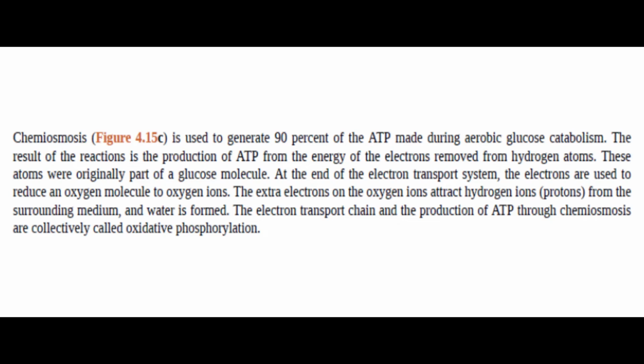At the end of the electron transport system, the electrons are used to reduce an oxygen molecule to oxygen ions. The extra electrons on the oxygen ions attract hydrogen ions or protons from the surrounding medium, and water is formed. The electron transport chain and the production of ATP through chemiosmosis are collectively called oxidative phosphorylation.